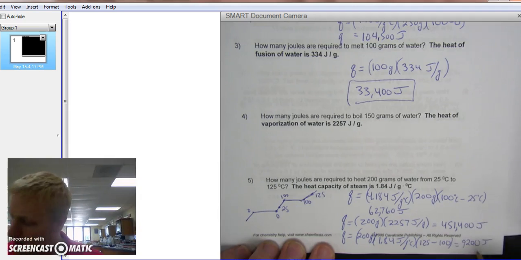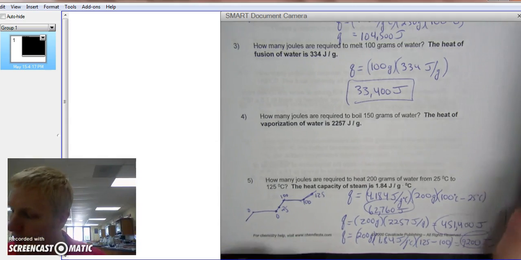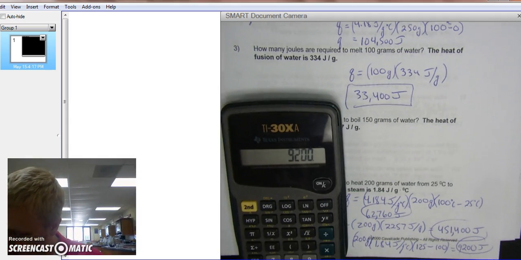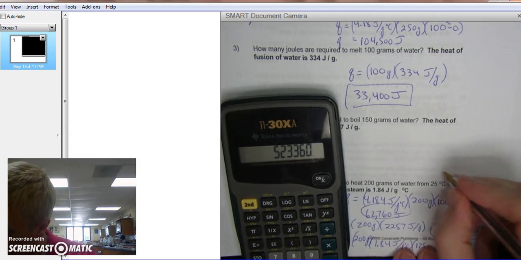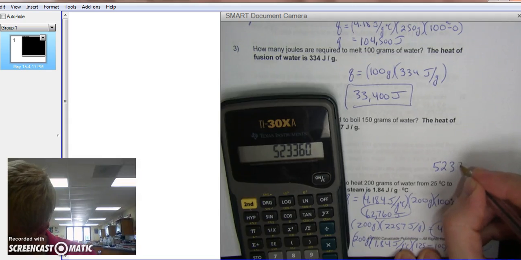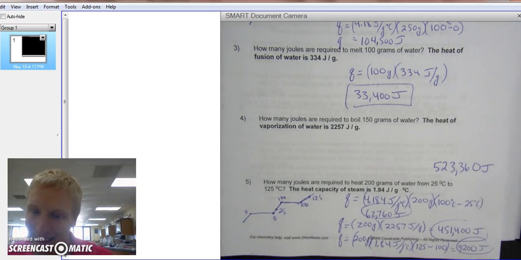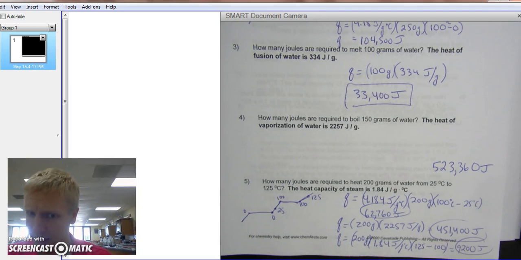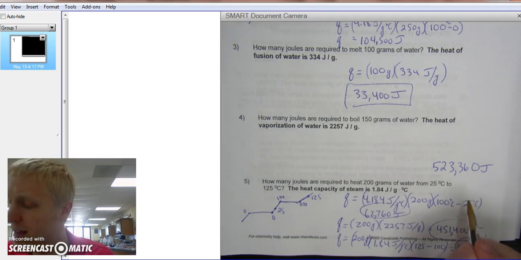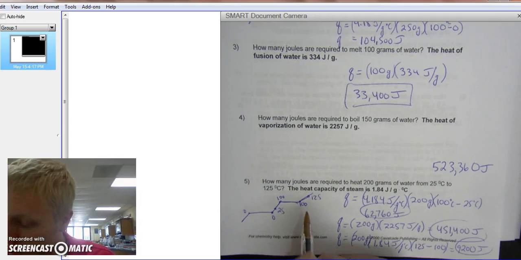Alright, last step. Take our 9,200, our 451,400, and our 62,760, and we add them all up. Final answer of 523,360 joules. So basically what we're saying is if we heat 200 grams of water from 25 degrees Celsius to 125 degrees Celsius, that's going to take 523,360 joules. That's how much energy it's going to take in order to get us there.